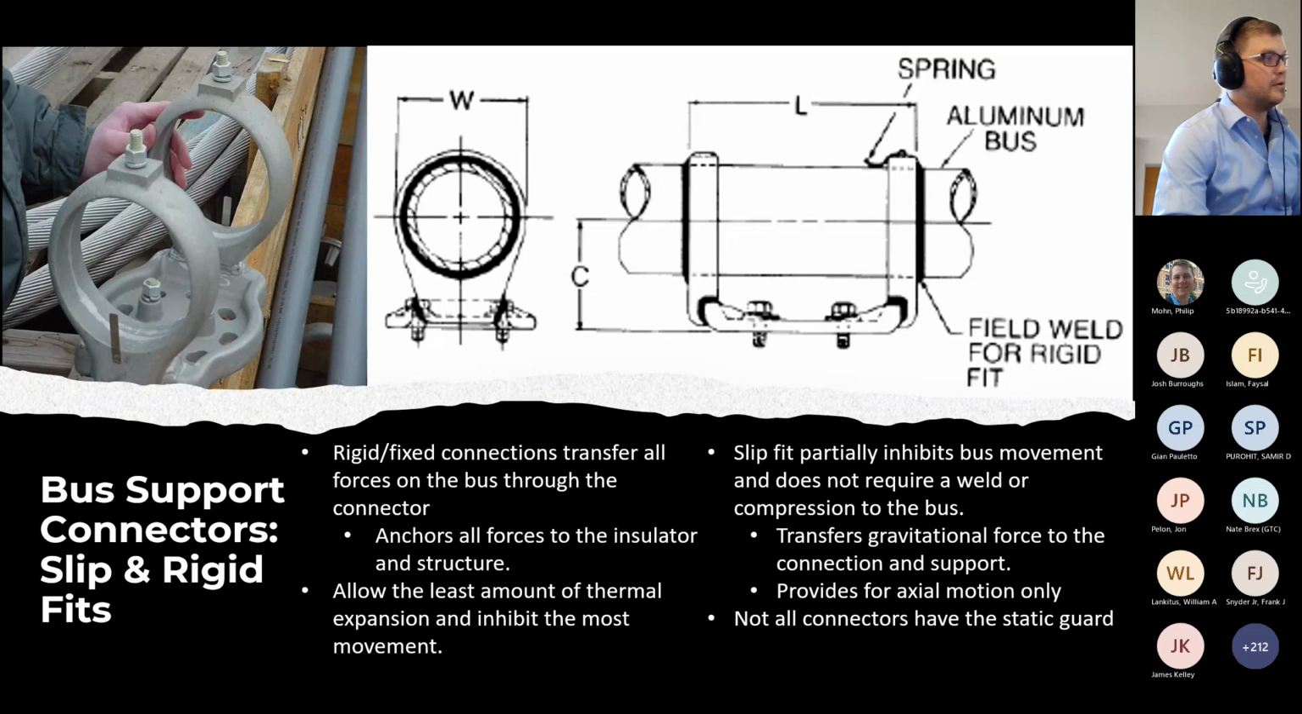So if it's a welded fit, you'll have just an easy weld right around the perimeter here, or they might have this member project out a little farther so they can compress it on both sides. It anchors the forces to the insulator and the structure, and it allows the least amount of thermal expansion, and it will inhibit the most movement.